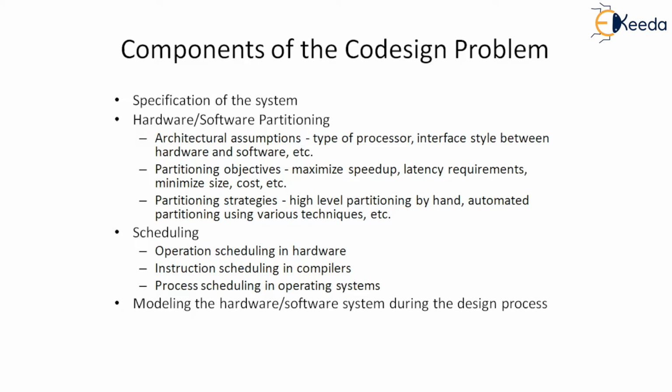First is to specify the system. Then second is hardware and software partitioning, what architecture it needs, and what objectives we have to take in designing the system. And third is scheduling. We should schedule hardware operations, instructions in the compiler, as well as processes in the operating system. And the last point is that we should model our hardware and software system during the design process. So this is all about the hardware software co-design problem.